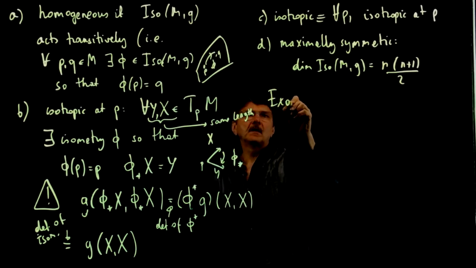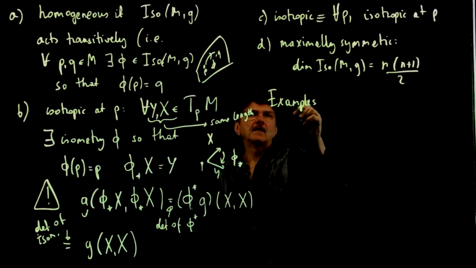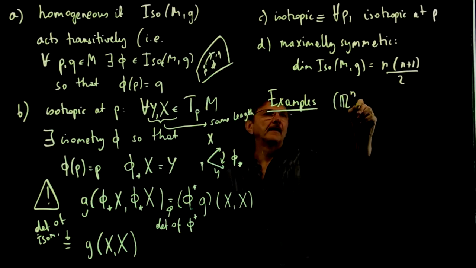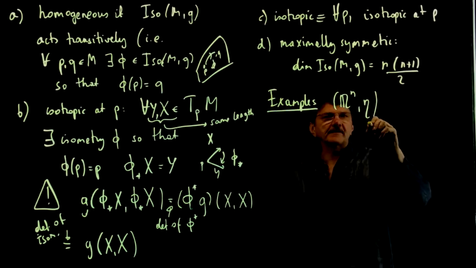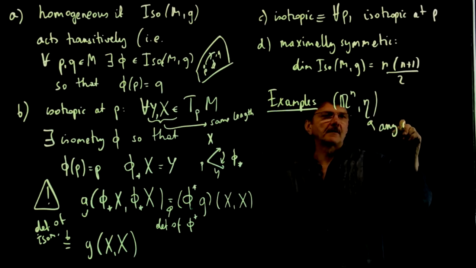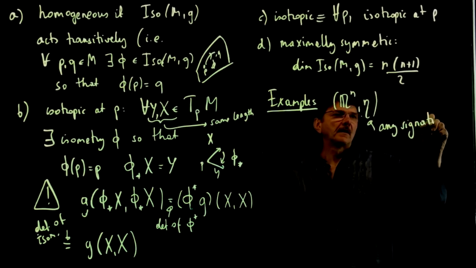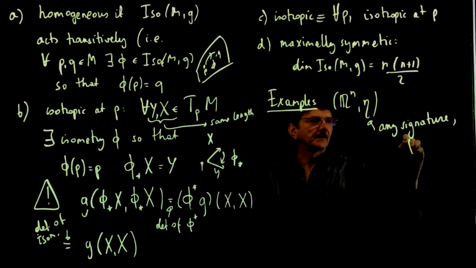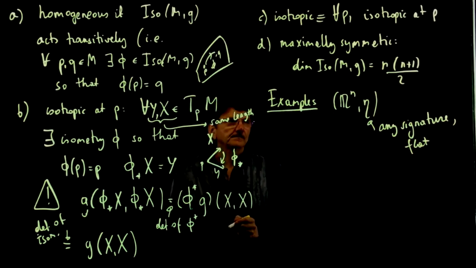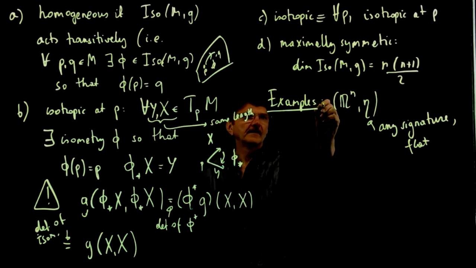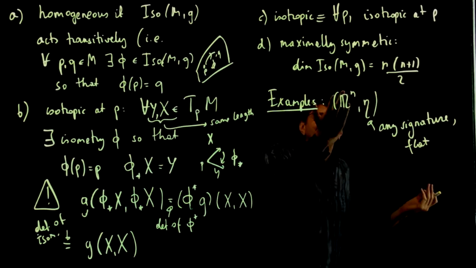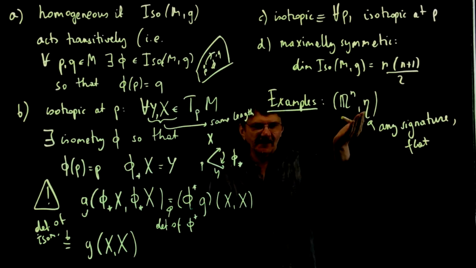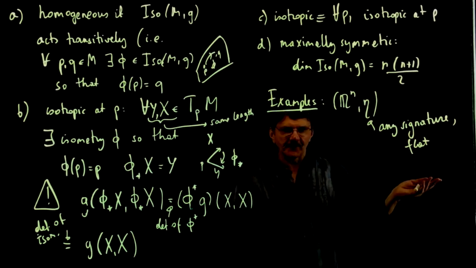Example. Just take R^n with eta. Well, eta has any signature. Flat, right? Any signature flat. So constant entries. So this is one example, but many, because there are many n's and as many etas. So it could be Riemannian, it could be Lorentzian, it could be signature (25, 37).